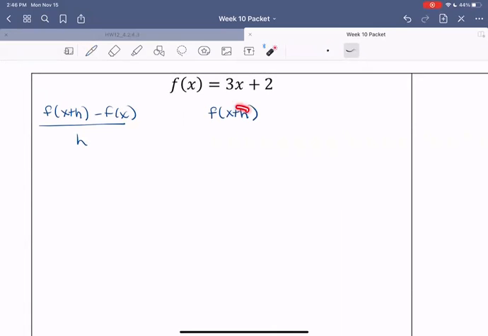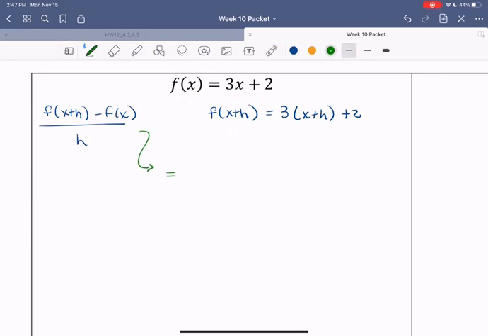So that means into that input of f, where I saw x here, I'm going to input x plus h. So that'll look like 3 times x plus h plus 2. And then f of x, this next part of the difference quotient we have here, I don't need to compute it. So let's go ahead and set up that difference quotient.